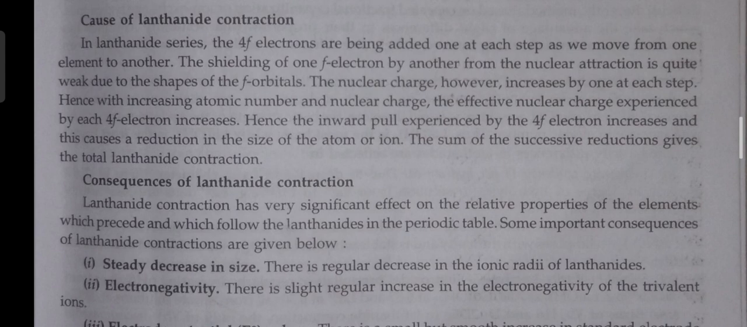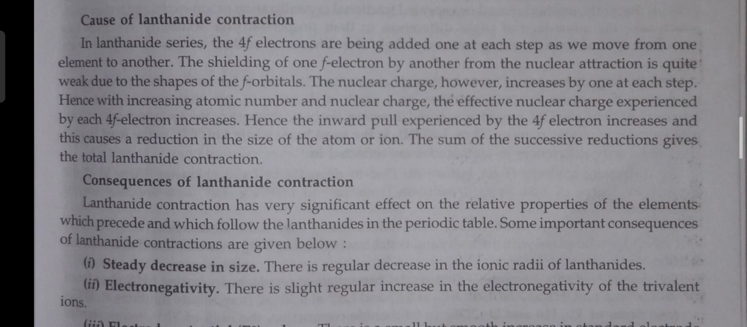The shielding of one f electron by another from the nuclear attraction is quite weak due to the shape of the f orbital. The nuclear charge, however, increases by 1 at each step. Hence, with increasing atomic number and nuclear charge, the effective nuclear charge experienced by each 4f electron increases. Hence, the inward pull experienced by the 4f electron increases, and this causes a reduction in the size of the atoms and ions. The sum of successive reductions gives the total lanthanide contraction.